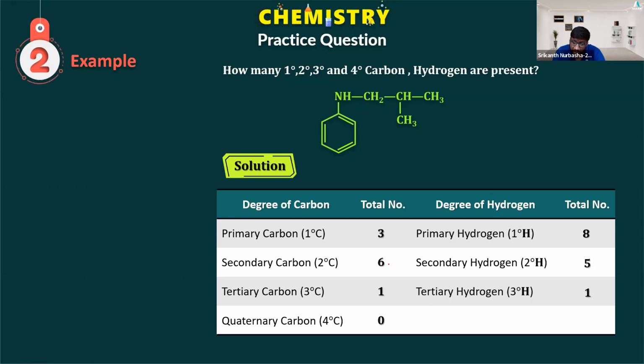And there are 6 secondary carbons. 6 secondary carbons or not? Yes. Yes or no? Yes.